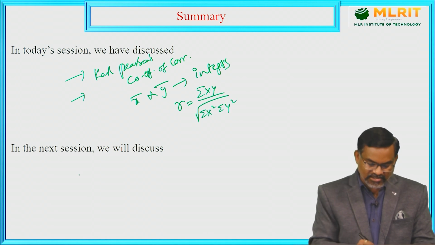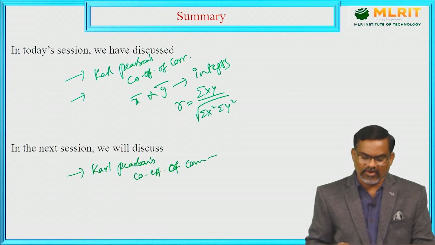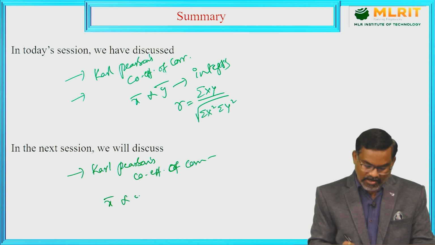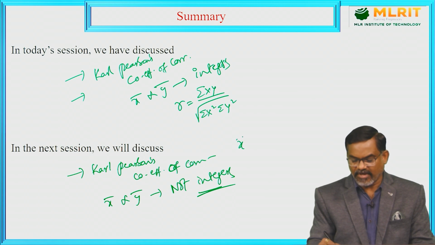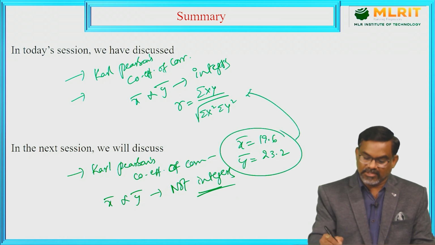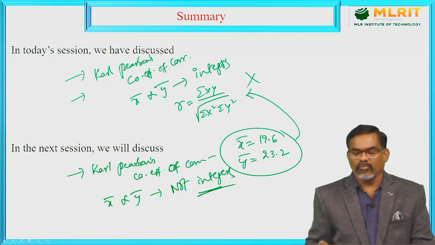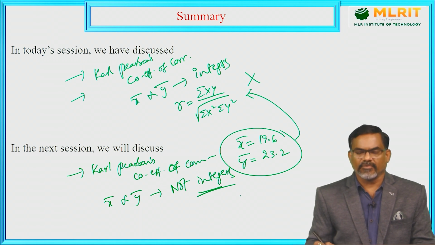In the next session, we again use Karl Pearson's coefficient of correlation, but a different formula, when x bar and y bar are not integers. For example, if x bar is 19.6 and y bar is 23.2, then we cannot use this formula. So we consider a different formula to find the coefficient of correlation.